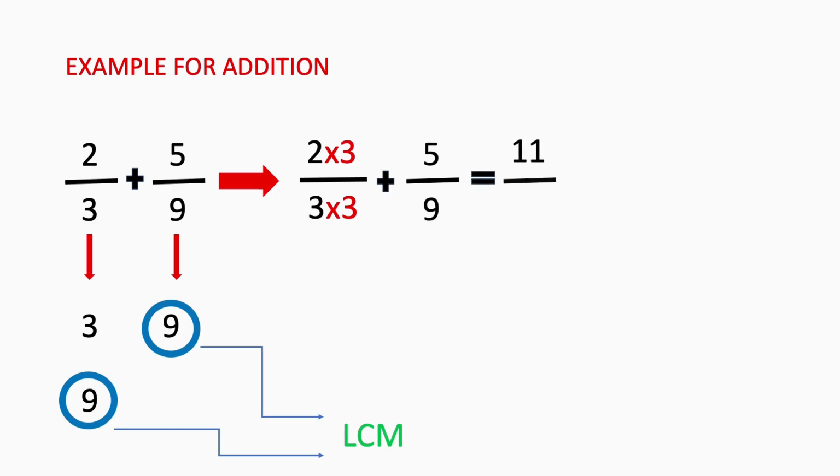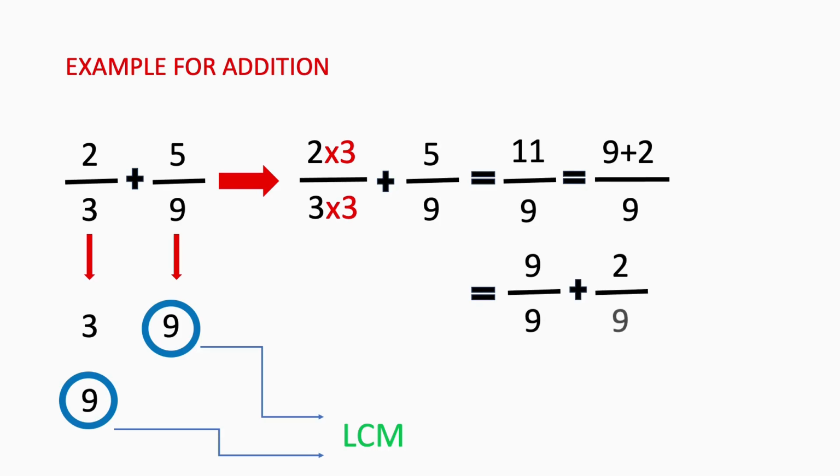Now, since this is a fraction larger than 1, if we want to write it as a mixed number, we will have 1 and 2 over 9. We do the same for subtraction.